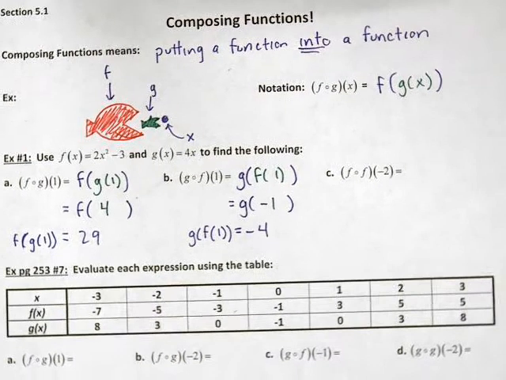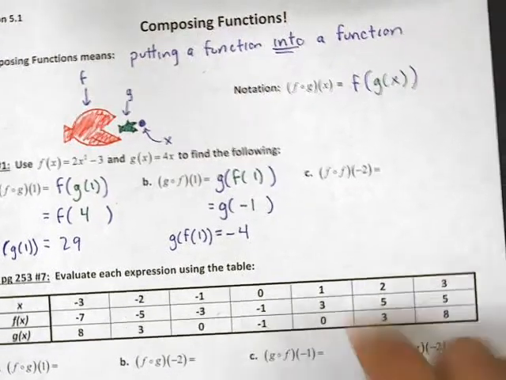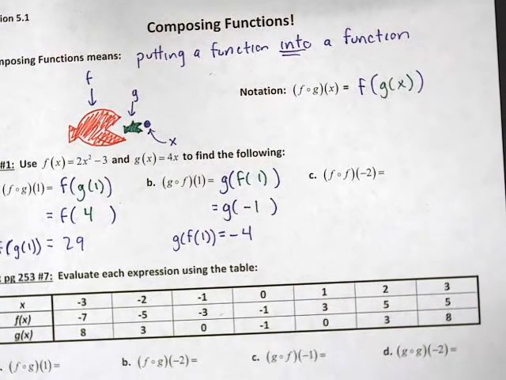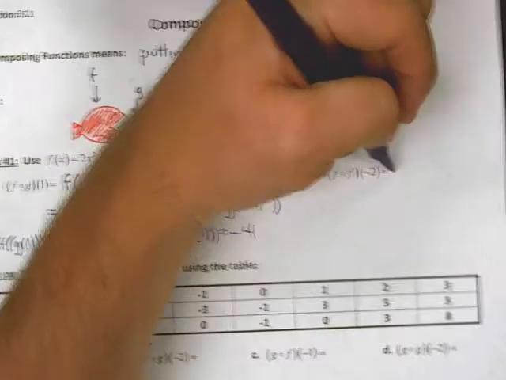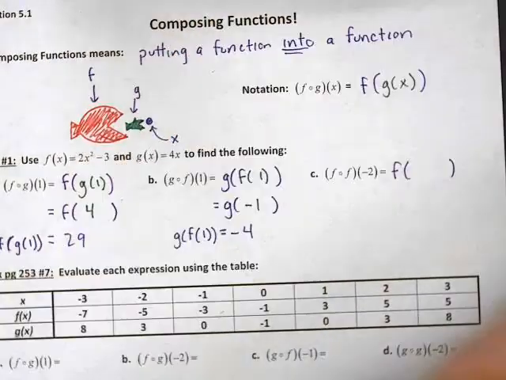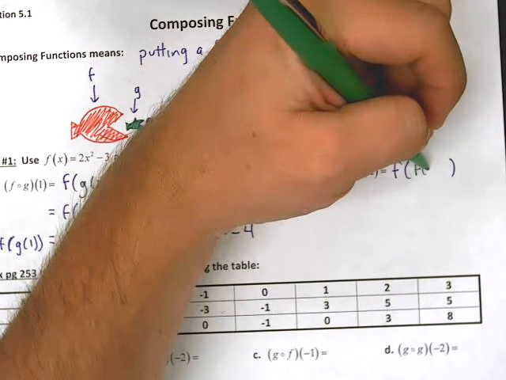Last example is just an example showing you that it is absolutely okay to put the same function into itself, okay? So this is really f of negative 2.